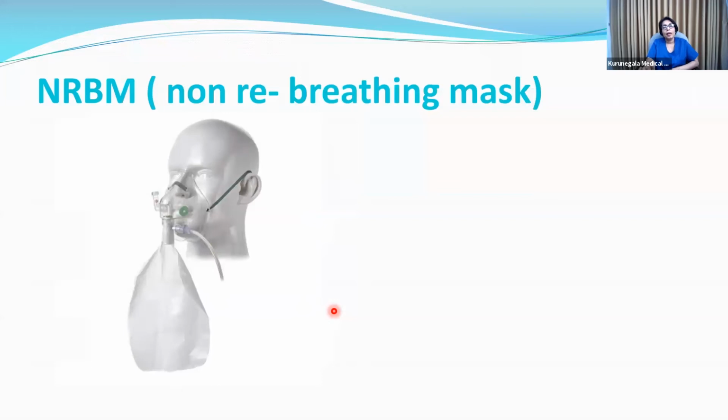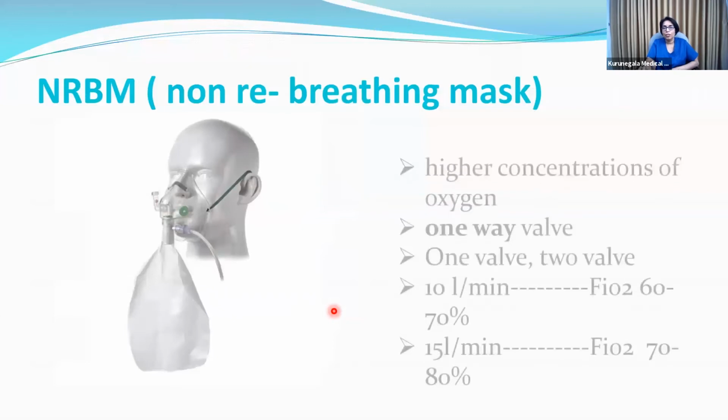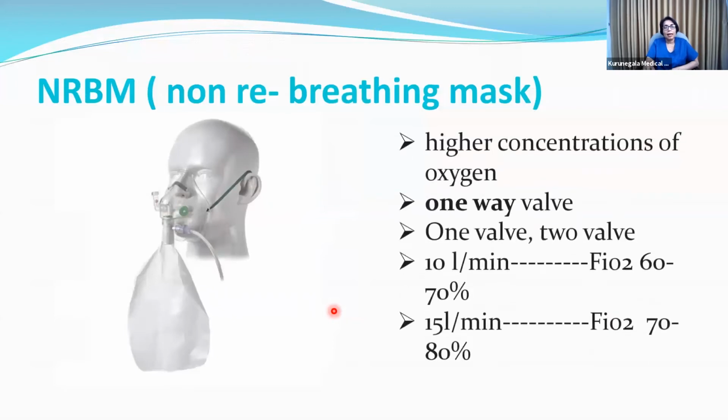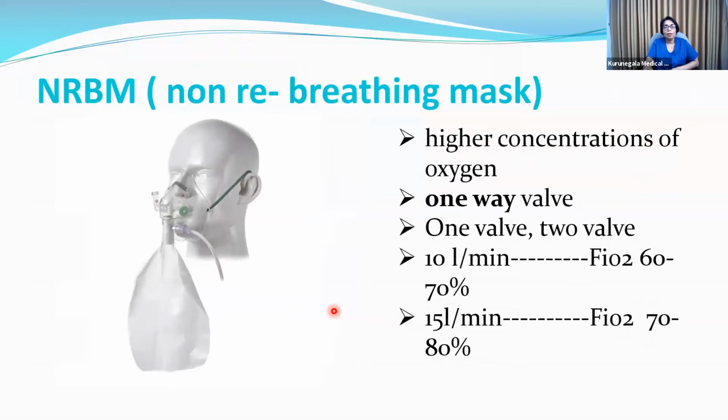This is called a non-rebreathing mask, a commonly used device from which we can supply a fairly higher concentration of oxygen. This device can have 1 valve or 2 valves. If there's only 1 valve, that valve is between the reservoir bag and the face mask. If there are 2 valves, then there's one at the reservoir bag and the other valve is in the mask.